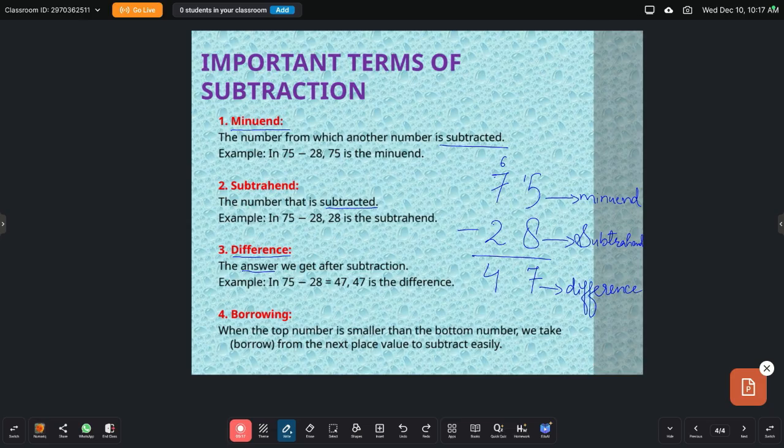So what is minuend? Minuend is the number from which we subtract the subtrahend. Subtrahend is the second number, the bottom number. And what is the difference? The answer, the result we get after subtracting two numbers.